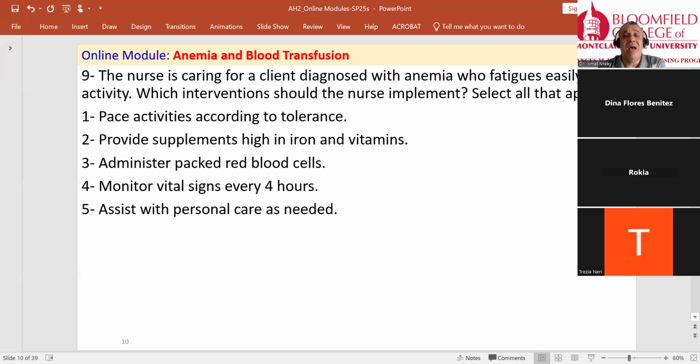So, assist with personal care as needed. Absolutely, yes, because we know they have fatigue, general weakness, and dizziness. The answer should be based on the general manifestations of all different types of anemia, and 1 and 5 are consistent with that. Make sense? Yes. Okay.